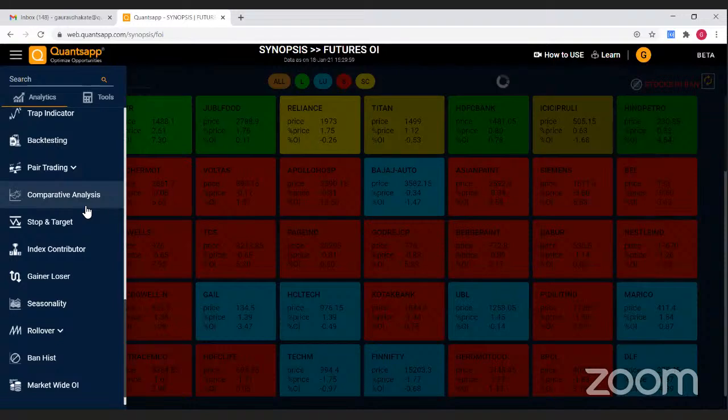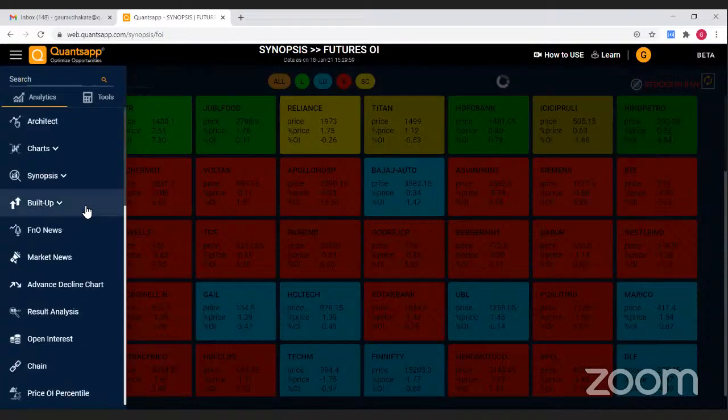So before proceeding, I would like to highlight some part of this demo session. We are more specifically looking at the data analysis, how you can do the data analysis through the Quantsapp tool. Then we are looking at how you can utilize those particular tools in your trading for more accuracy in your data selection.